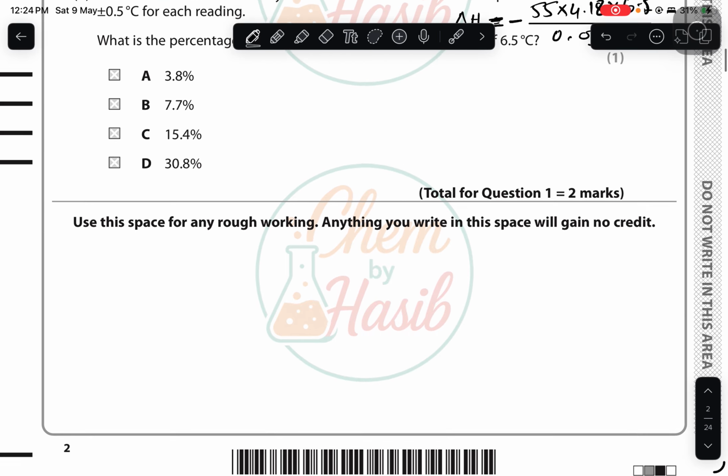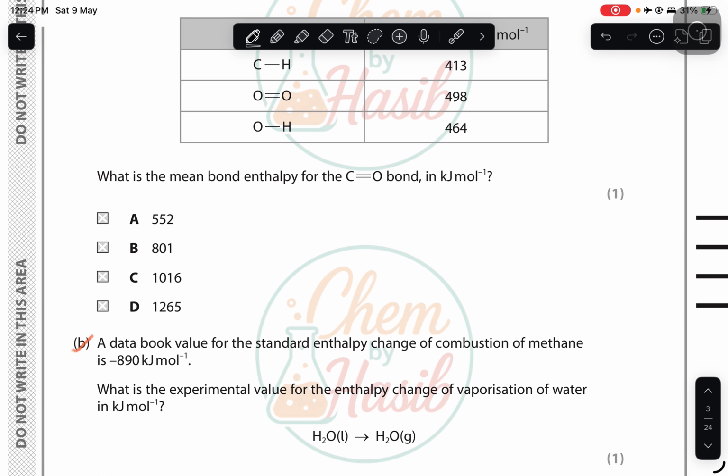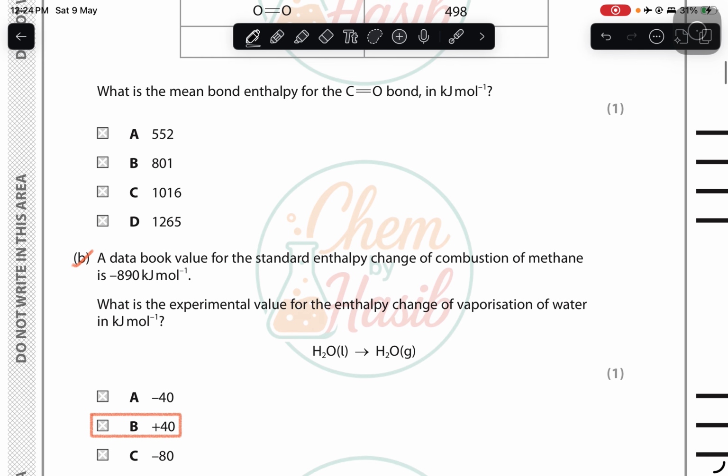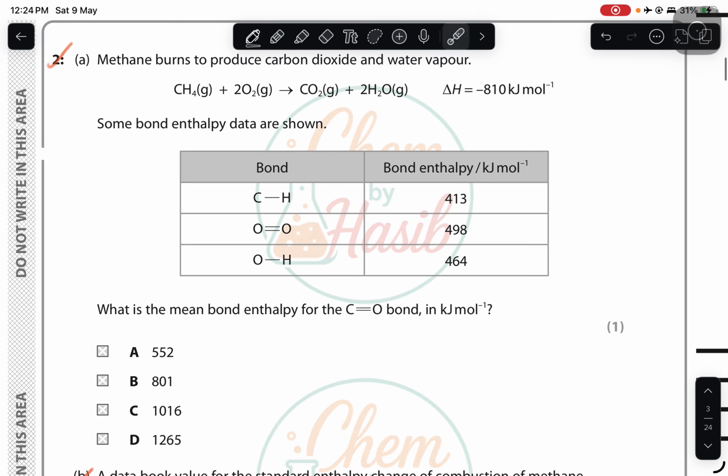Then we move on to question number 2. It says a data book value for the standard enthalpy change of combustion of methane is minus 890. What is the experimental value for the enthalpy change of vaporization of water in kilojoules per mole? See, when water is in the gaseous state, the delta H is minus 810, right? When water is in the gaseous state.